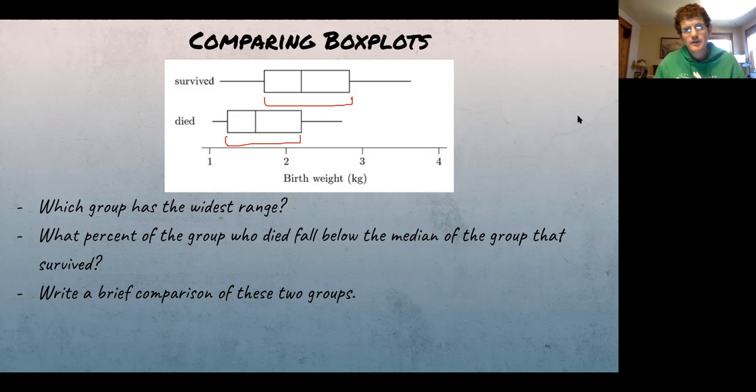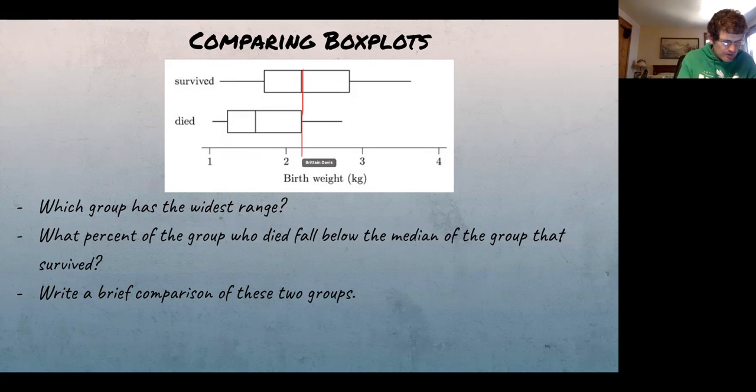Anyways, I can talk about that, and it's going to be in kilograms for the unit. For the center, since we have the median, we want to use that. The median here is approximately 2.2. The median for this group is approximately 1.6. So we can compare kilograms that way.